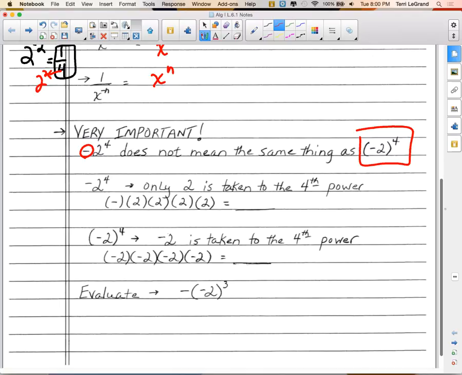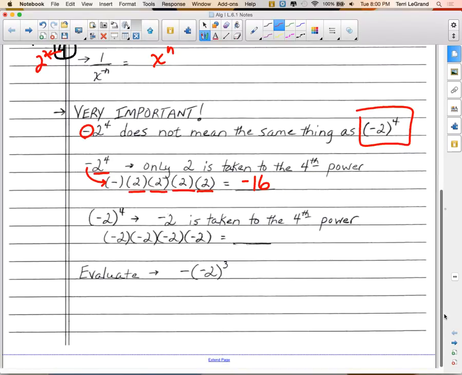The first one, negative, without the parentheses, 2 to the 4th power: only the 2 is being taken to the 4th power. Notice that negative sign is kind of like its own multiplier. And then 2 to the 4th power is 2 times 2 times 2 times 2. Those 4 positive 2's being multiplied become 16. Then I go back and multiply by that negative at the beginning, so this is equal to negative 16.